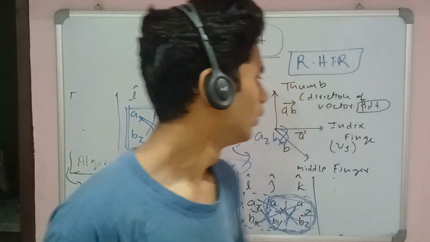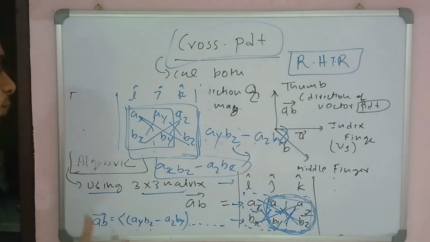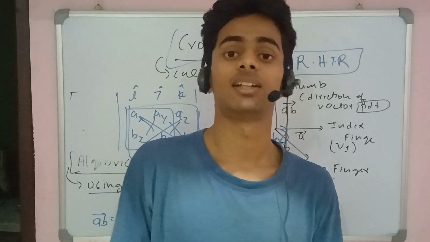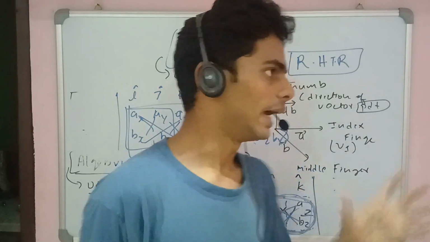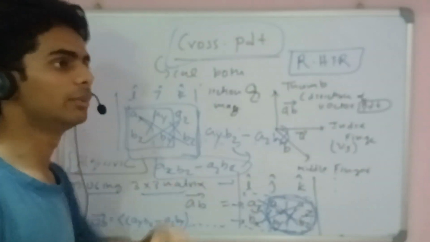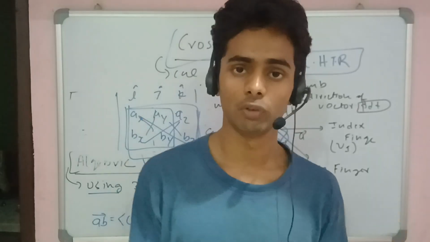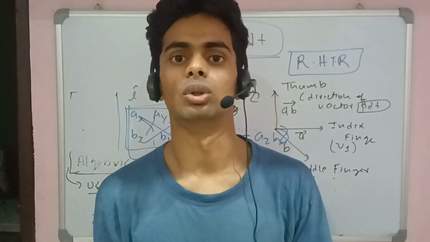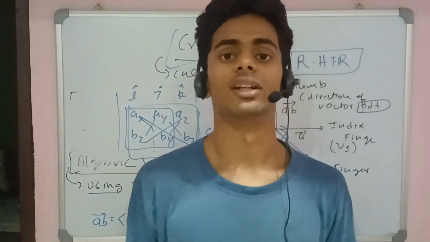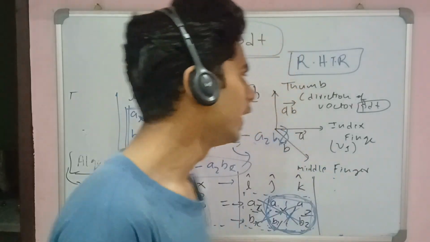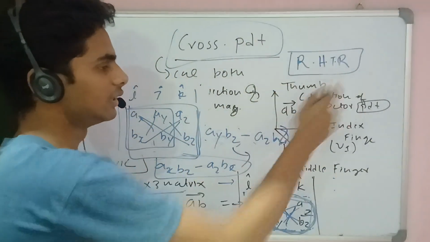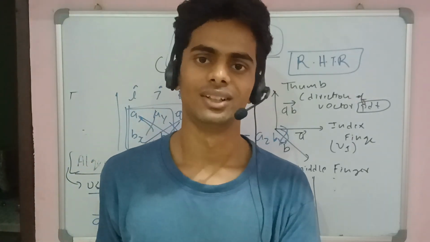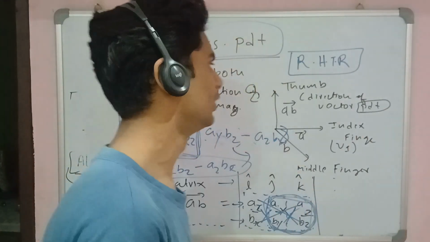Now suppose you have a product. As we know, the cross product multiplies two vectors and gives a magnitude and also a direction. How can you know the direction of the product? The way to know this is RHTR, which stands for the right hand thumb rule.